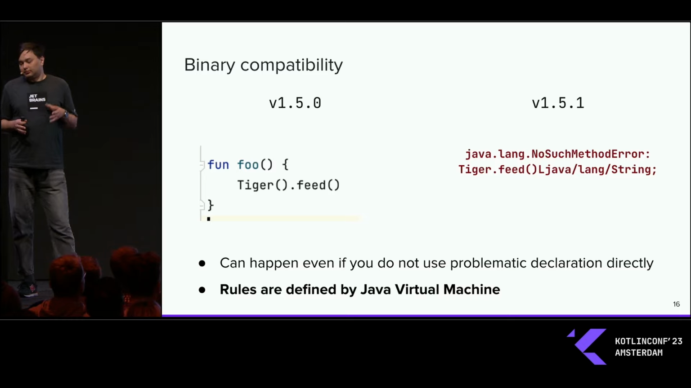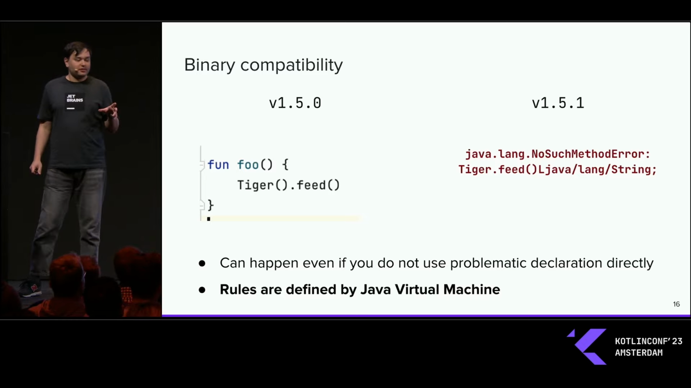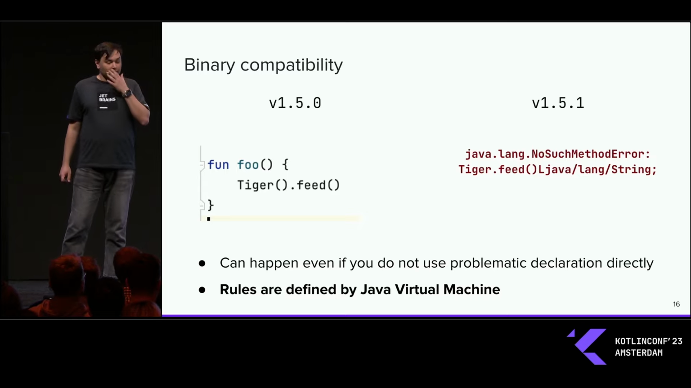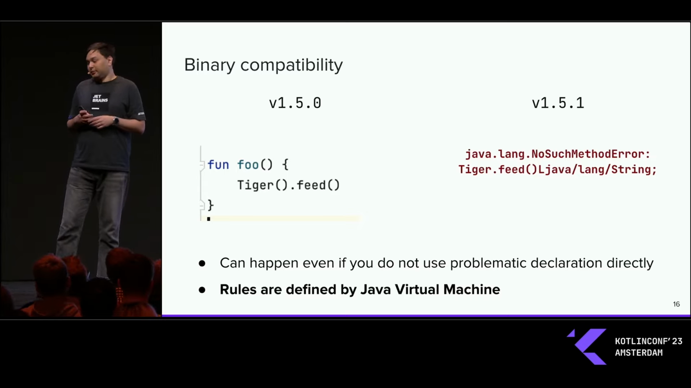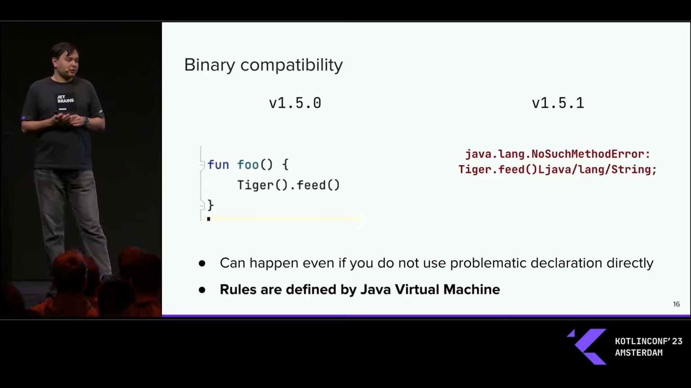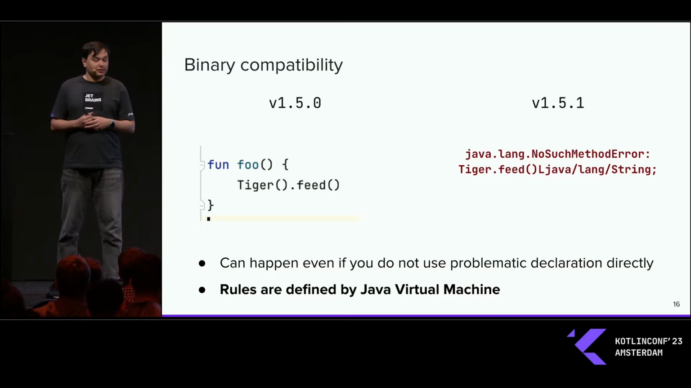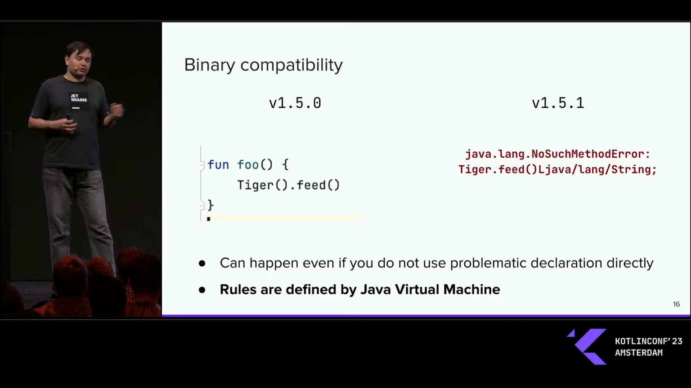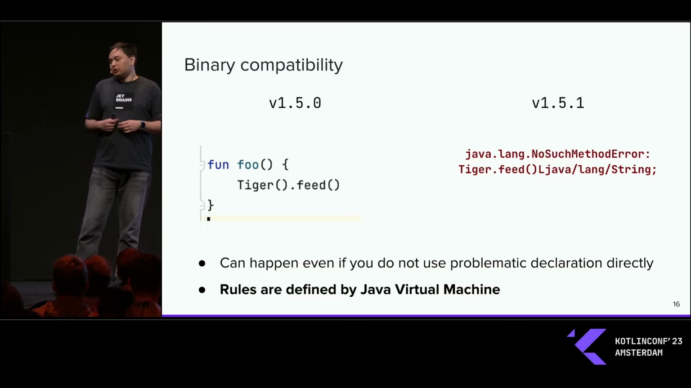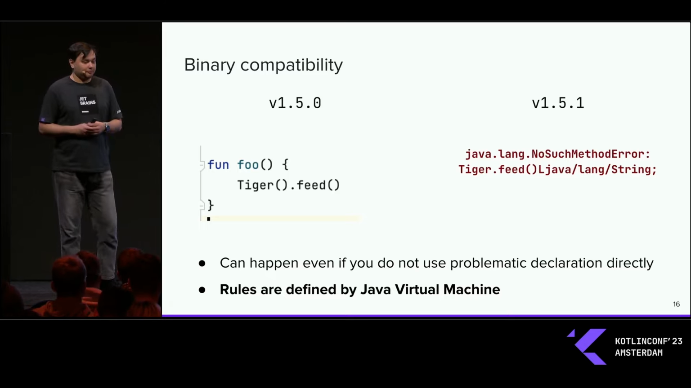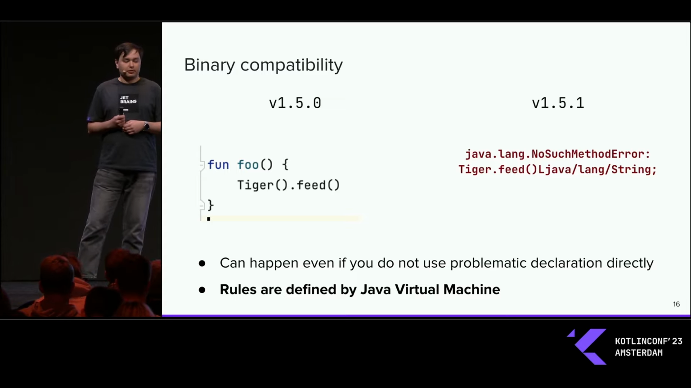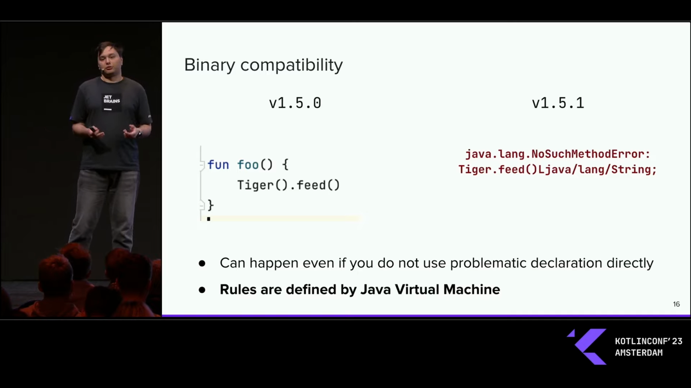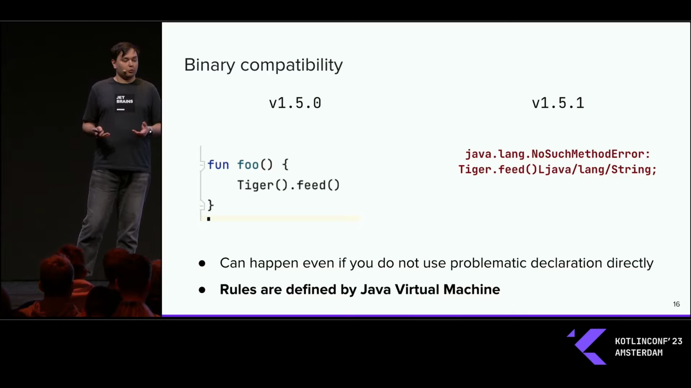So what we should remember about it is that this situation can happen even if the developer does not use a problematic declaration directly. As in this example with transitive dependencies, even if we do not use a problematic declaration, but our library C uses it, we are doomed. And the rules here are defined by the Java virtual machine, because we are running bytecode, and it depends on how calls in bytecode work.